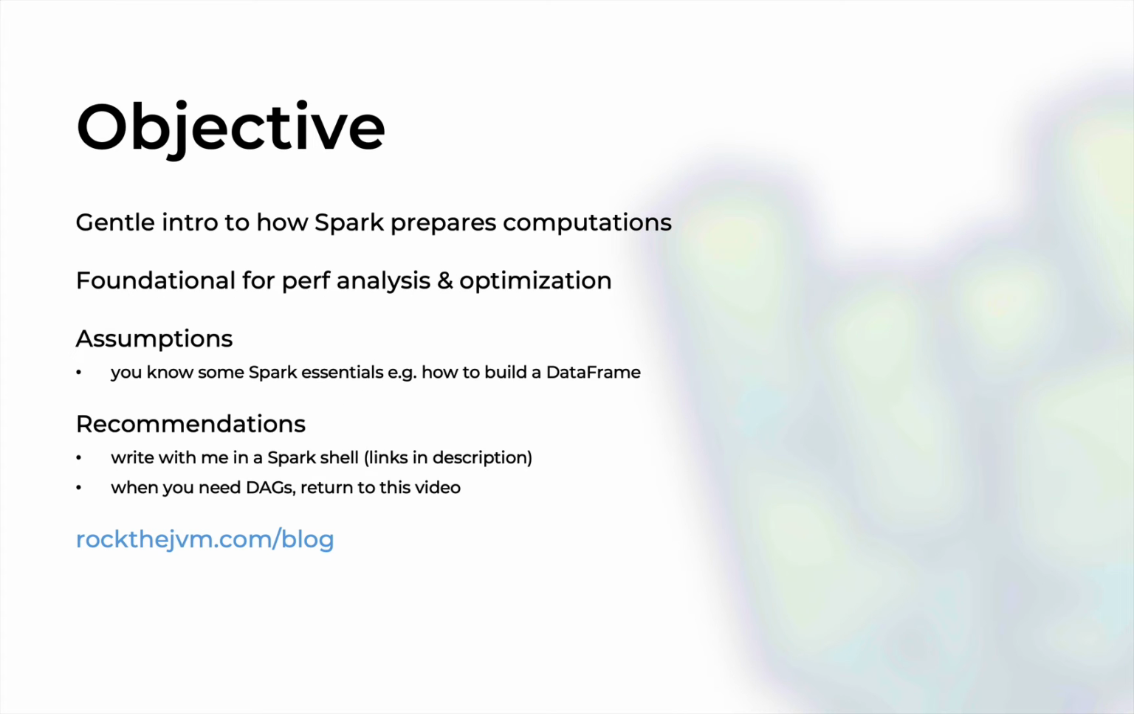So in this video I'm going to give a gentle introduction to how Spark prepares computations in the form of a Directed Acyclic Graph, or DAG for short. This is foundational for performance analysis and optimization. So this is an essential skill before you can optimize any of your Spark jobs.